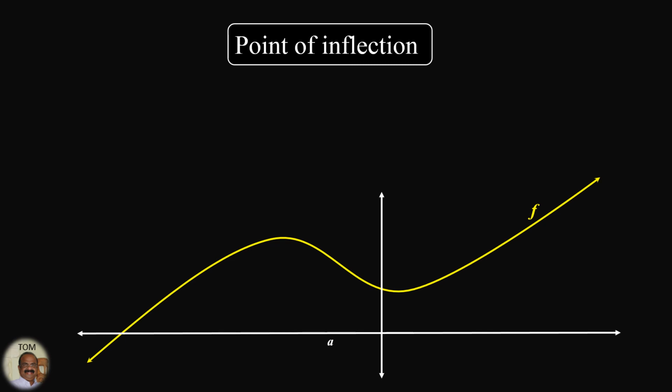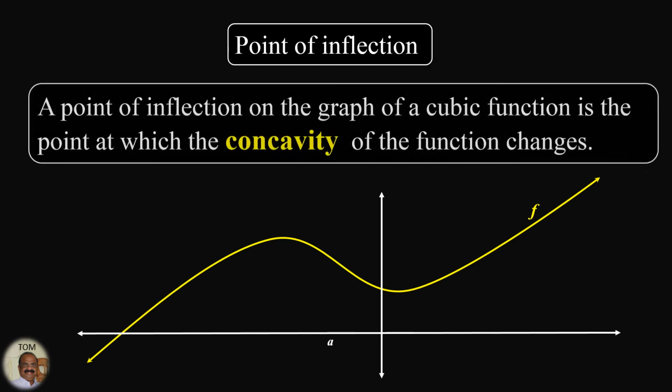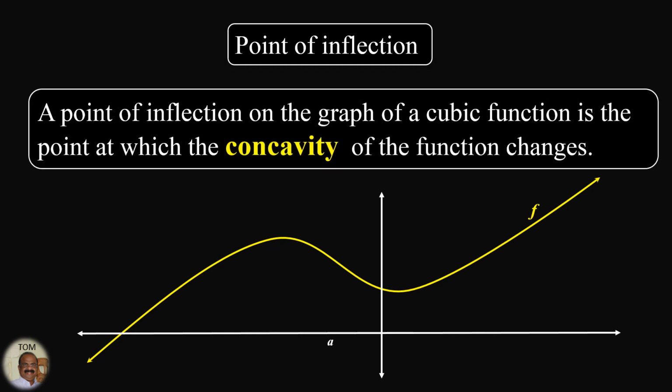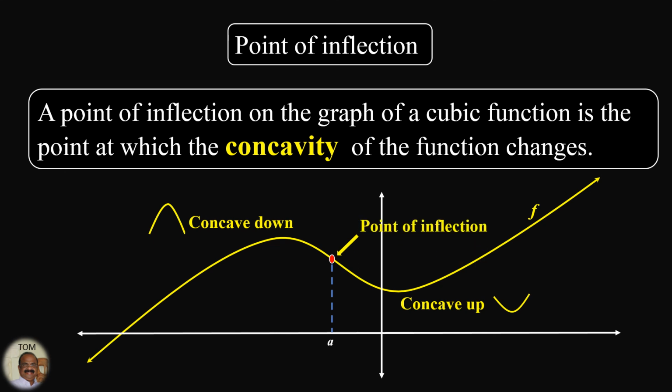Now, point of inflection. What is that? A point of inflection is an important point depending on the concavity. Look at that. That part of the graph is concave down, looking at the cup, you see, upside down. And this part is concave up. And there is a point in between the two turning points, where the concavity changes from concave down to concave up. And that point is called the point of inflection.